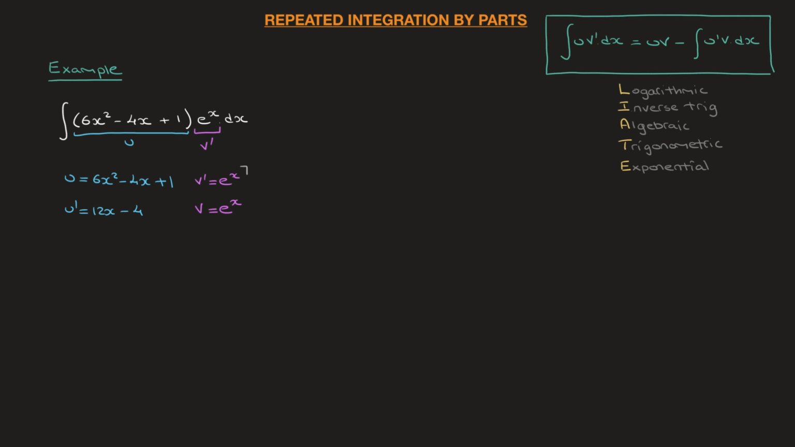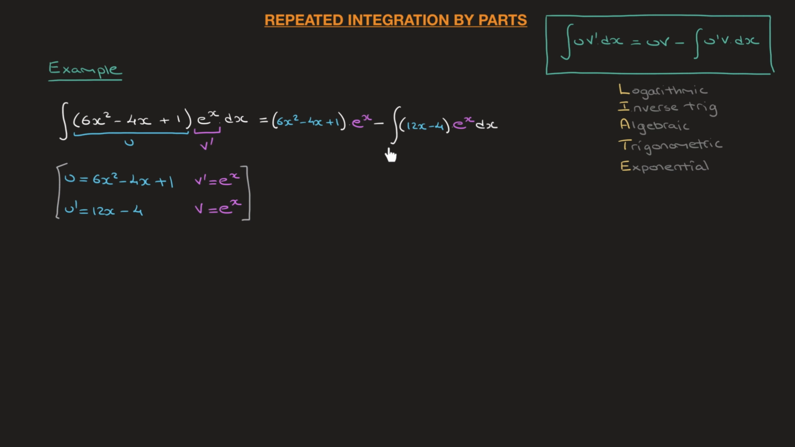All right, now with this working out of the way here, we can go ahead and use the formula for integration by parts to state that this is equal to u times v. So using the two results we have here, that becomes 6x squared minus 4x plus 1 times v, which is just e of x, minus the integral of u dash times v, and we have those two functions right here, so that's in parentheses 12x minus 4 times e of x.